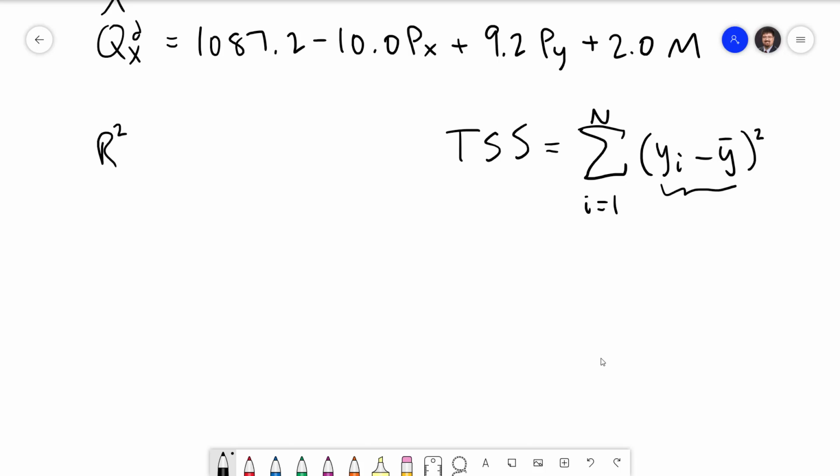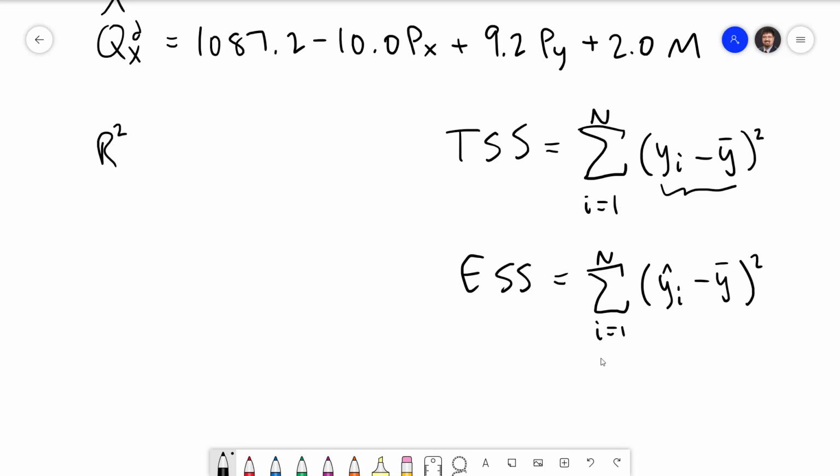Next, we have the explained sum of squares, or ESS. The explained sum of squares is a measure of how much of our total variation in y, as measured by the TSS, is explained by the regression. The way that we calculate that is to take yi hat minus y bar, square those, and add them all up across the entire sample. Remember that yi hat is our predicted values for y based on our regression.